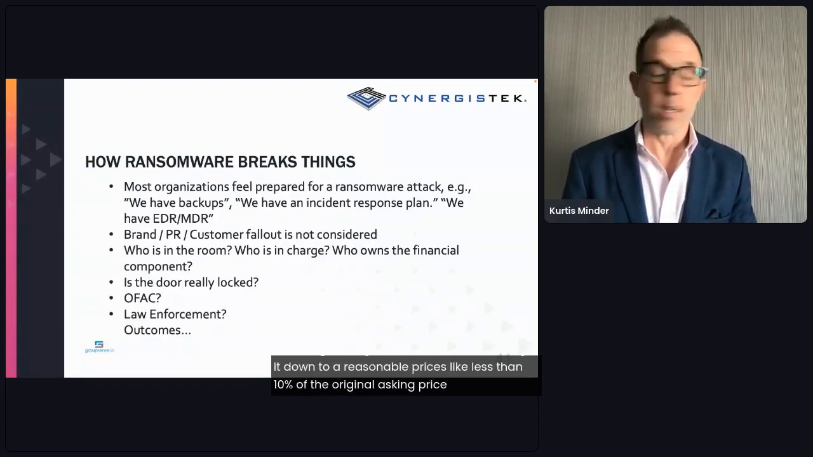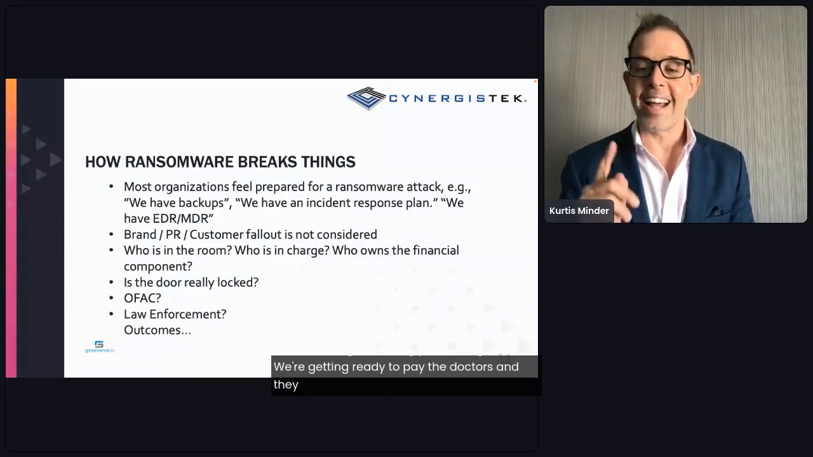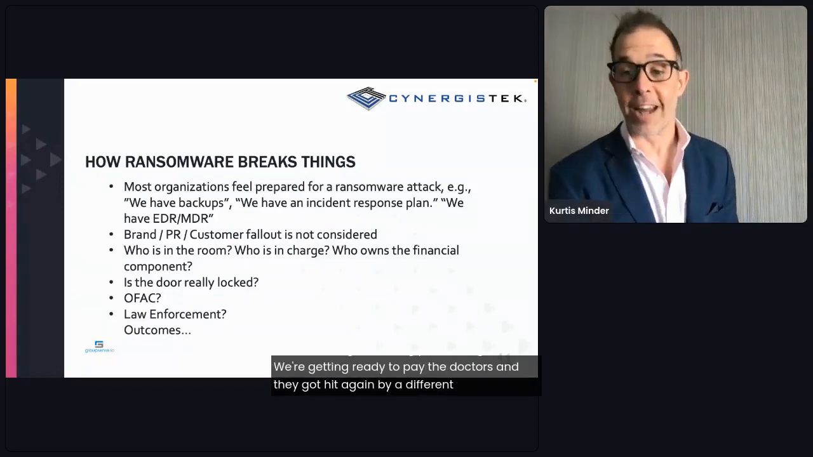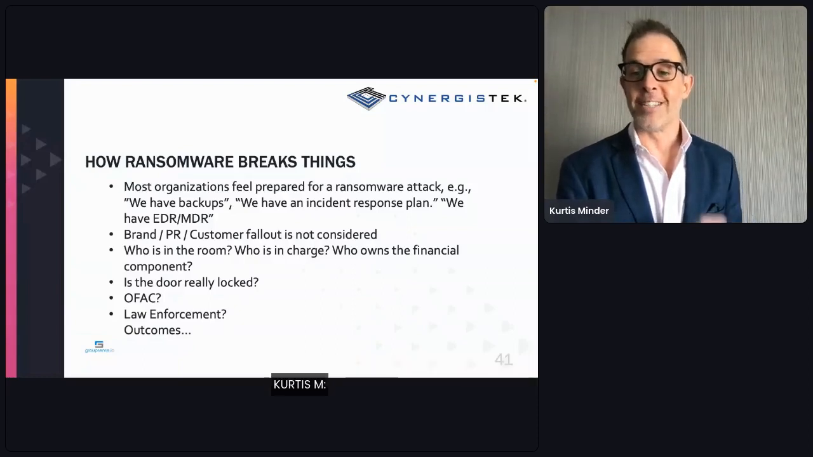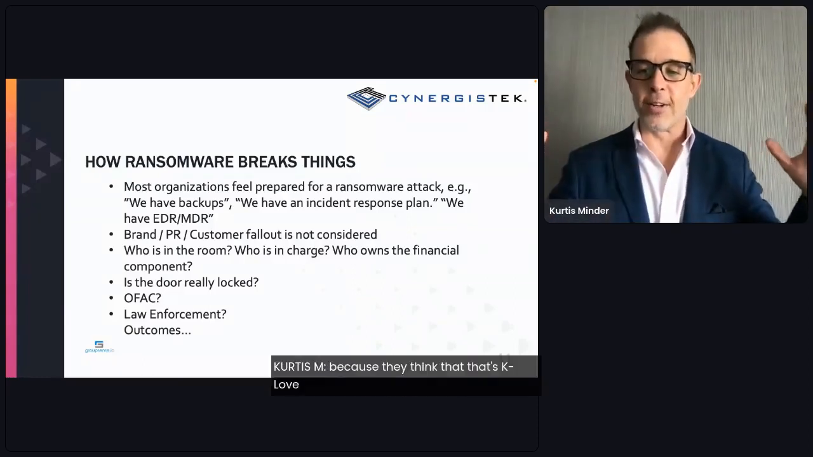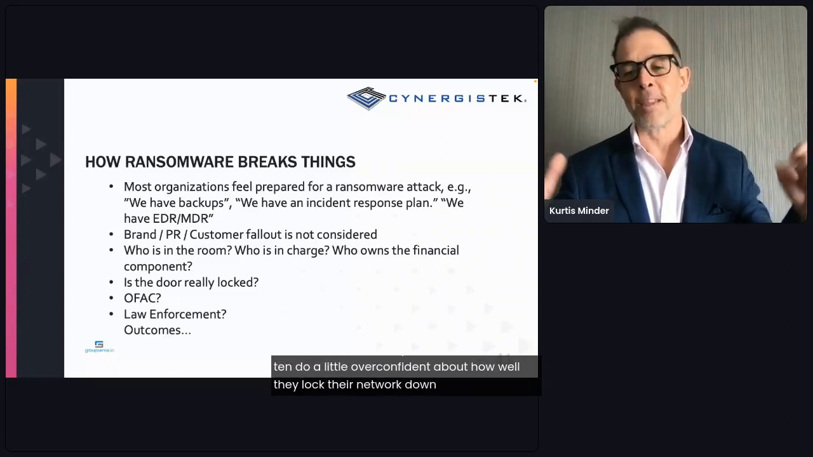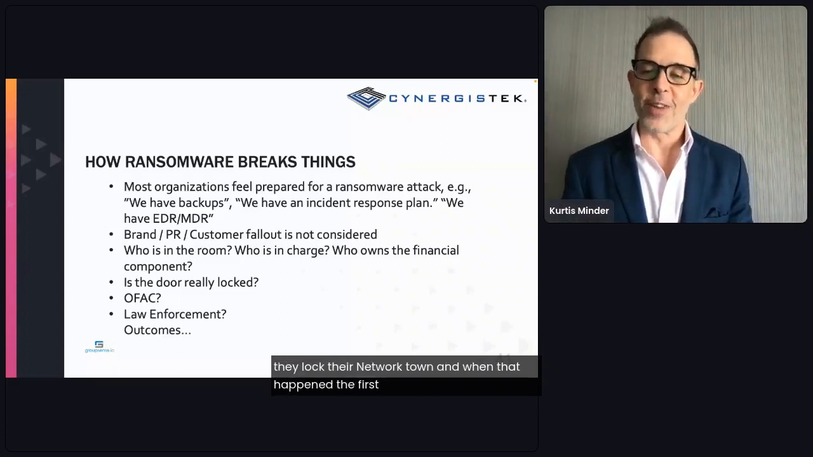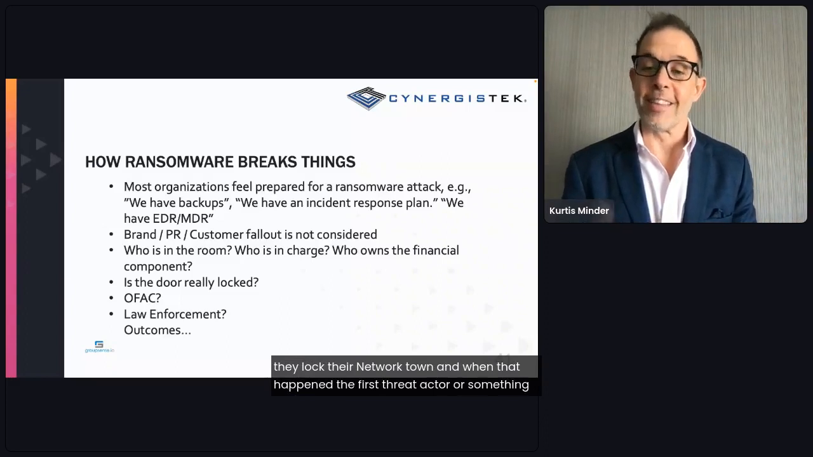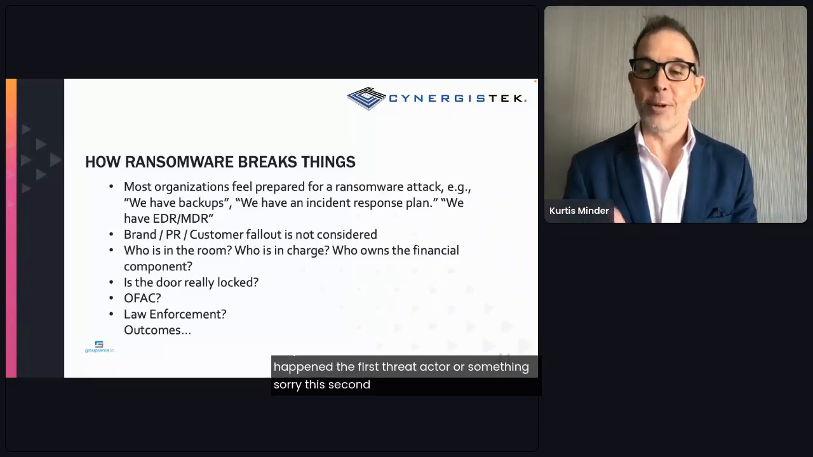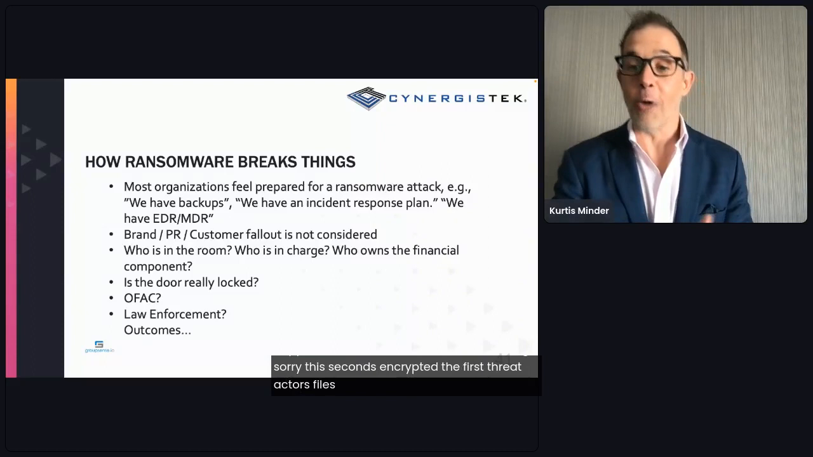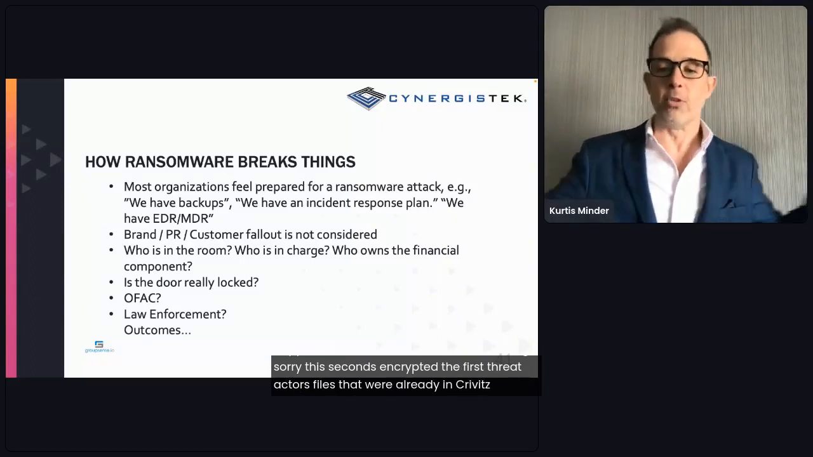That's a great result. And we were getting ready to pay those threat actors, and they got hit again by a different threat actor because, on that scale of 0 to 10, they were a little overconfident about how well they had locked their network down. And when that happened, the second threat actor encrypted the first threat actor's files that were already encrypted. So they're double encrypted by 2 different groups.